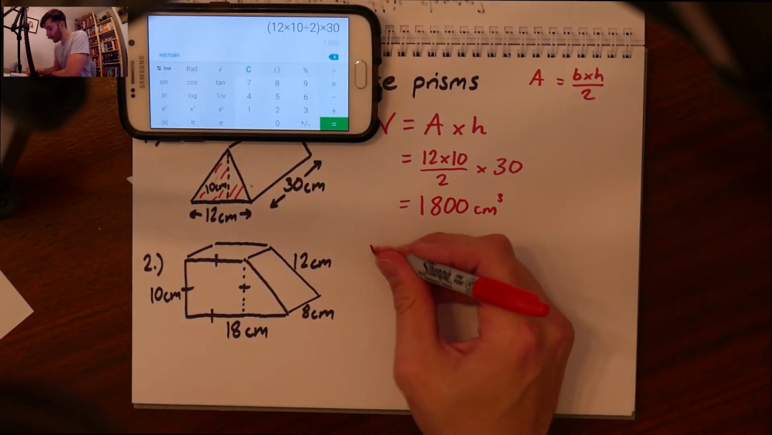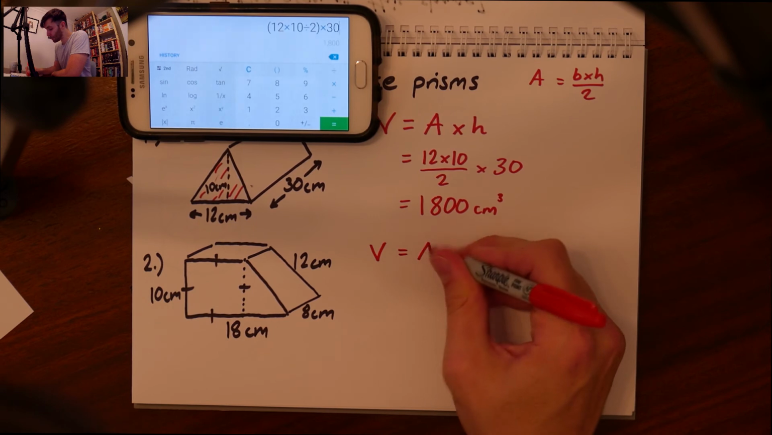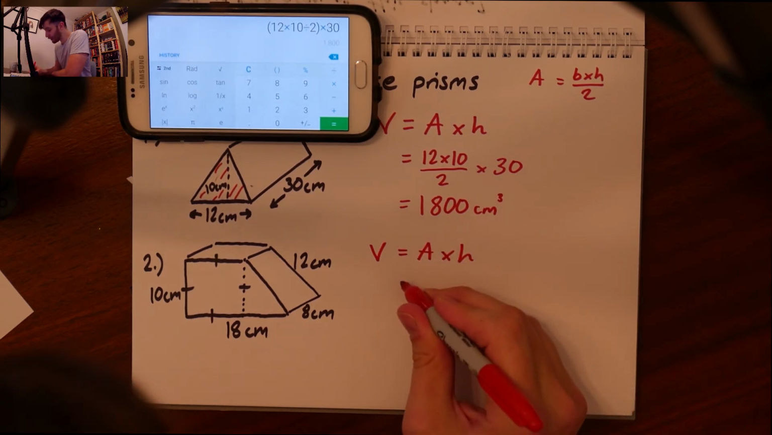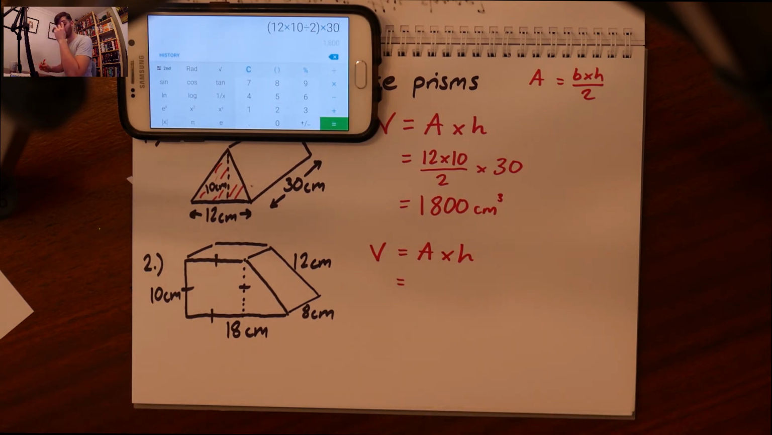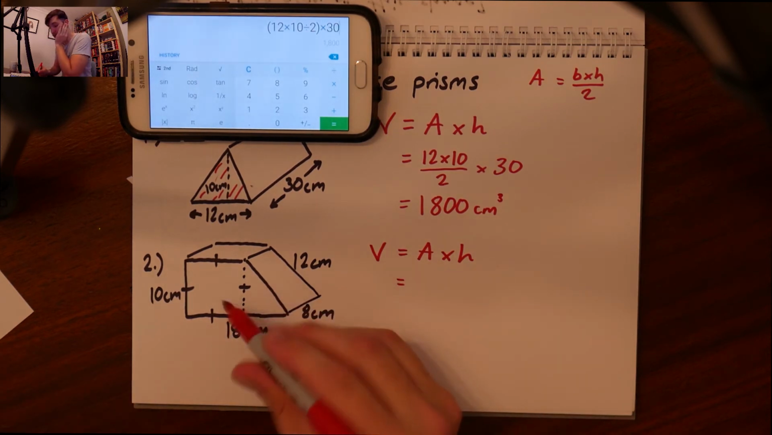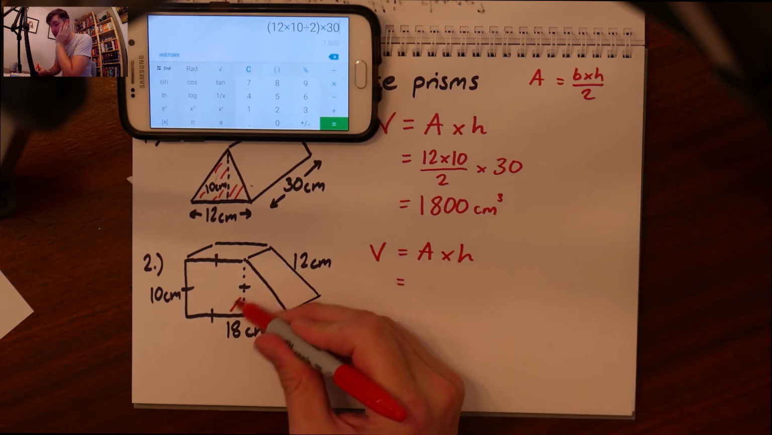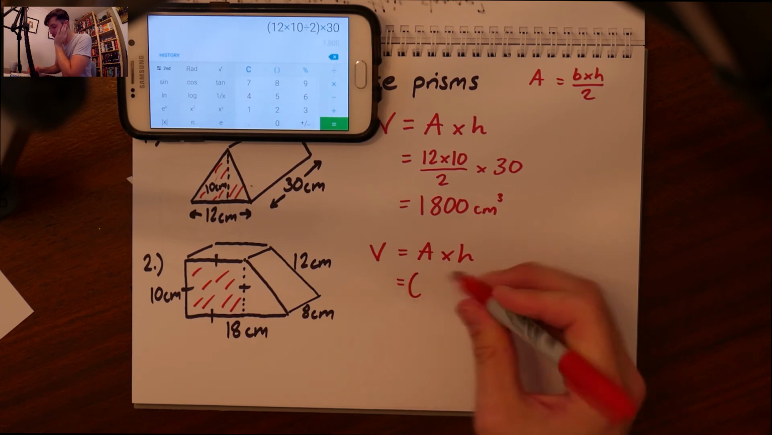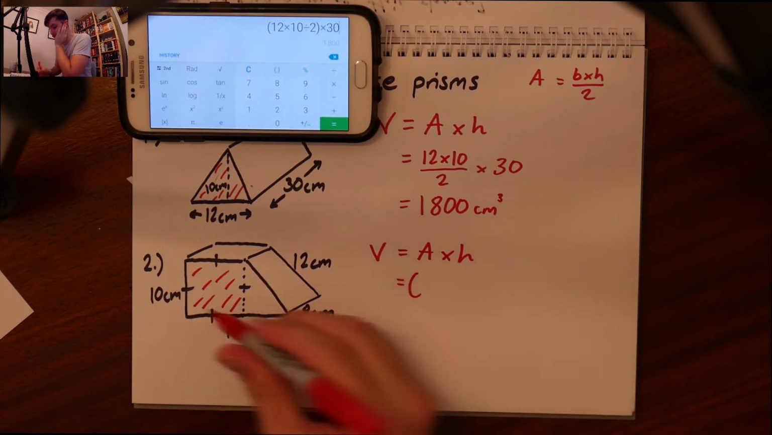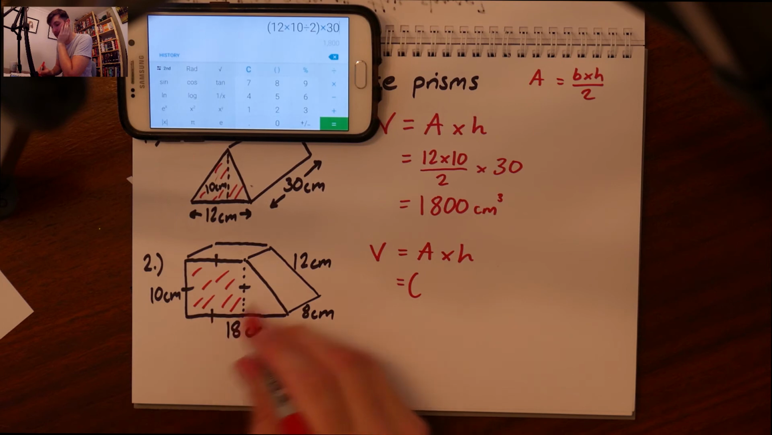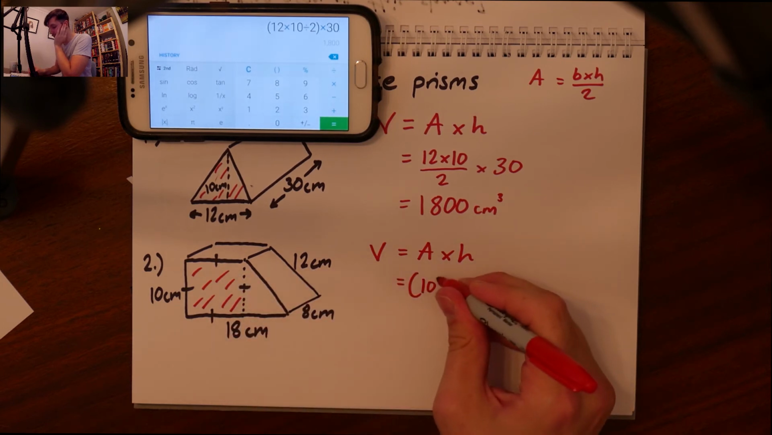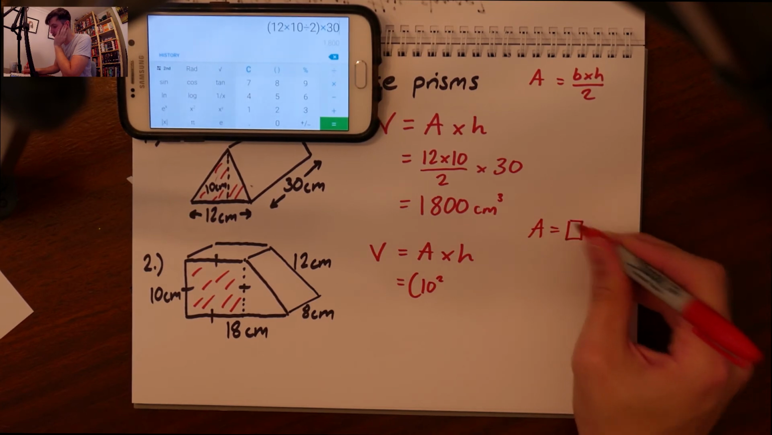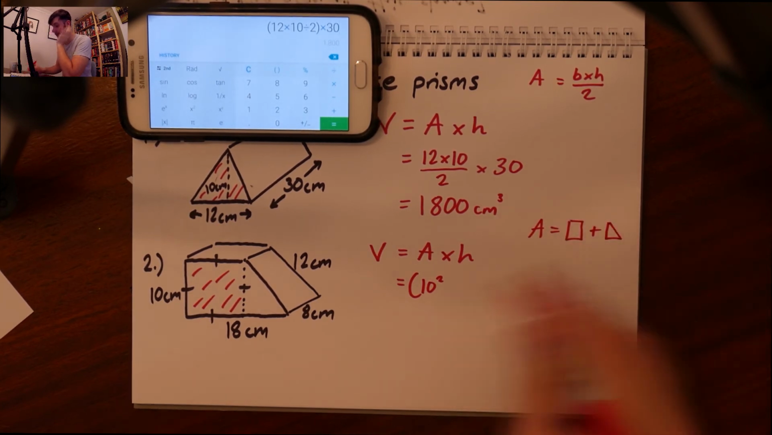Okay, next one, exactly the same deal, except we've got a composite solid to deal with. So volume is area times the height of the shape. What we're going to do here, our area is going to be made up of 2 different parts. We've got the area of this square. So area is going to be 10 squared, because 10, see these marks, they mean that they're all the same length. 10 squared, that gives us the, let's write up here, area is going to equal the square plus the triangle, which is what we're doing here.